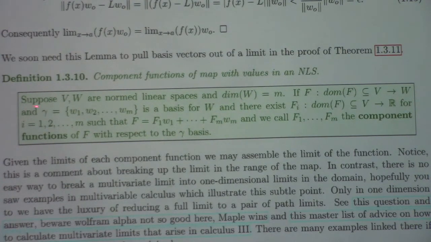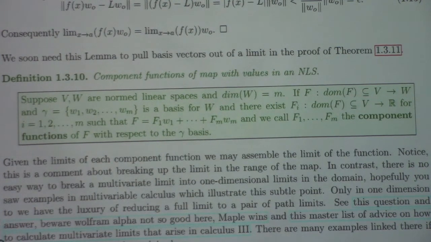If W and V are normed linear spaces, and I have F from V to W, and I have a basis for W, which is W1 through Wm, then I can find component functions of F. These are real valued functions from V to the reals. So basically I can write the function as a linear combination of these component functions against the basis of W.